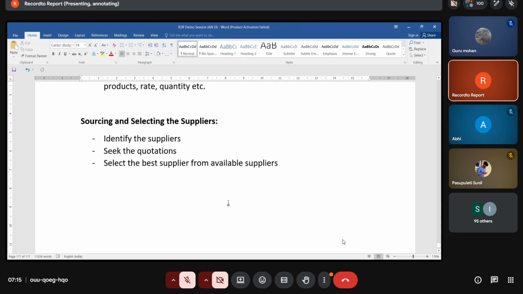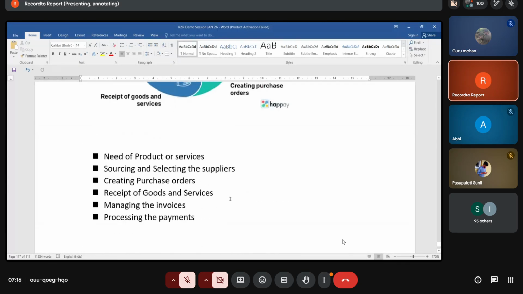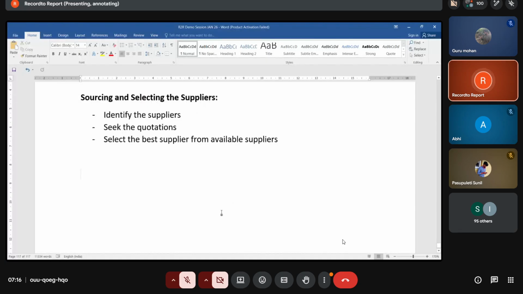Then next is the purchase order, creating the purchase order. See, for example, you visited multiple e-commerce websites, guys. You will verify which one is better. So based on that, you will raise the order. So that is called a purchase order. Purchase order is raised by the customer to the seller.